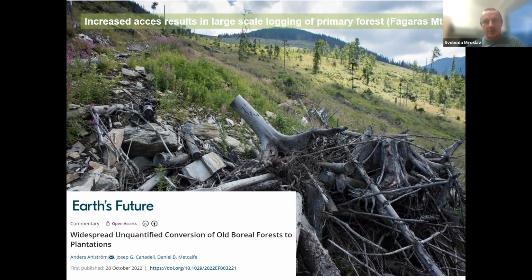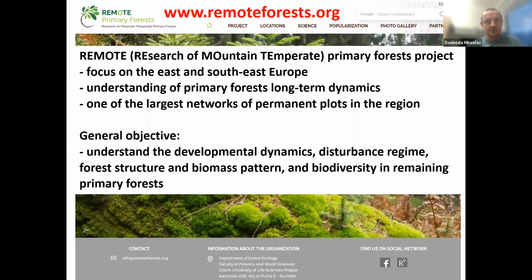I don't want to go into the details of this topic, but this is quite important background for our research. This is why we started about 15-20 years ago our project, which is called Remote Research of Mountain Temperate Primary Forest. We are focusing mainly on East and Southeast Europe, and we are trying to understand the general dynamics and disturbance regime, but also to highlight the value of those forests in terms of carbon stock and biodiversity.